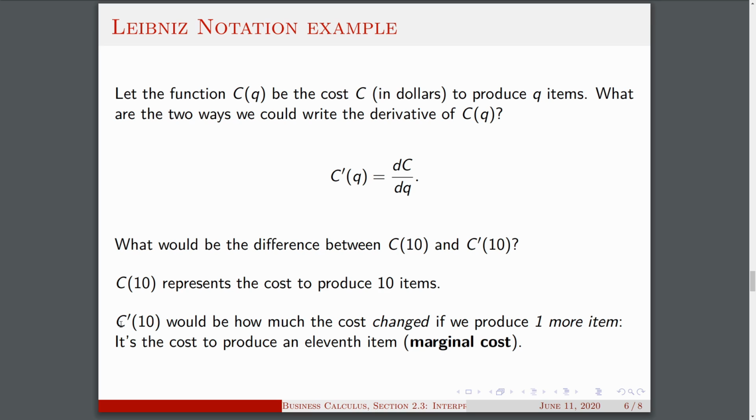Okay, then C prime of 10, on the other hand, that would be how much the cost changed, the rate of change of the cost function. So that'd be how much the cost changed if we produce one more item. Remember, that's how we interpret the slope. As we change x by 1, which in this case is q, by 1, we look at how much the y value or cost changes. All right. And we've mentioned before that this is the idea of marginal cost. Right? It's the cost to produce another item.